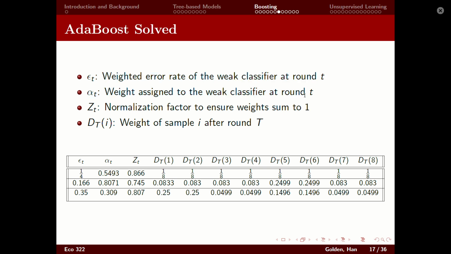Epsilon t is the weighted error rate of the weak classifier at round t. Alpha t is the weight assigned to the weak classifier at round t. Z is the normalization factor, and D t is the weight of the samples after round t.